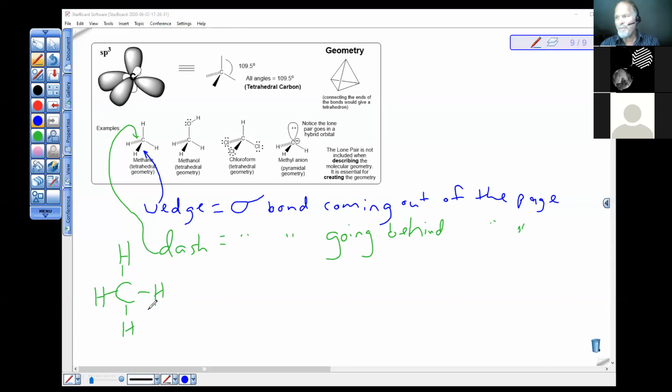Nice. So you figure out over the weekend when we have sp2 and when we have sp, and I believe this is a good stopping point for us.